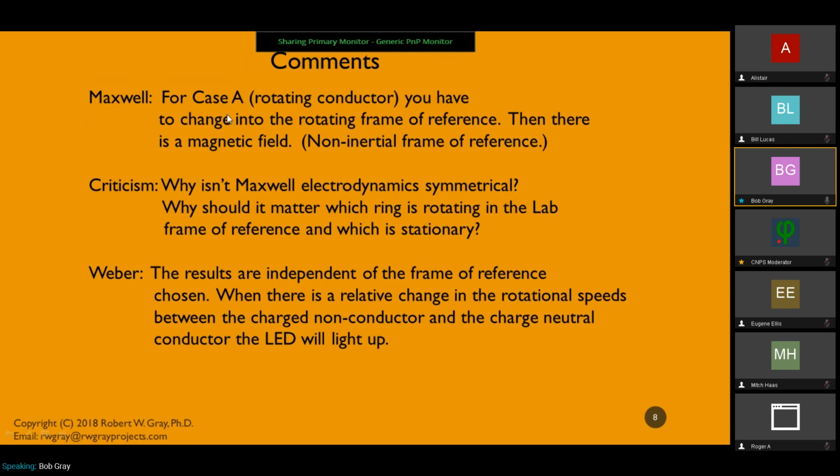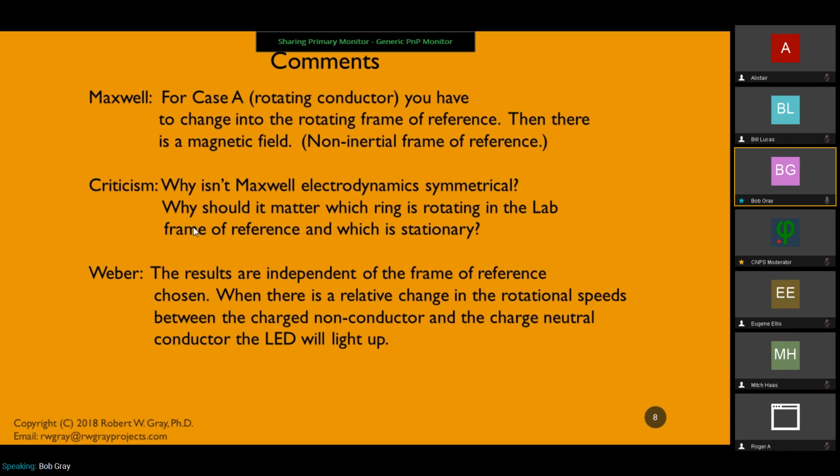You see, so Maxwell, for case A, the rotating conductor, you have to change the frame of reference into the rotating frame of reference of that rotating conductor in order to see a magnetic field. That rotating frame would then not be an inertial frame. My criticism is, why isn't Maxwell electrodynamics symmetrical? Why should it matter which ring is rotating in the lab frame and which ring is stationary?